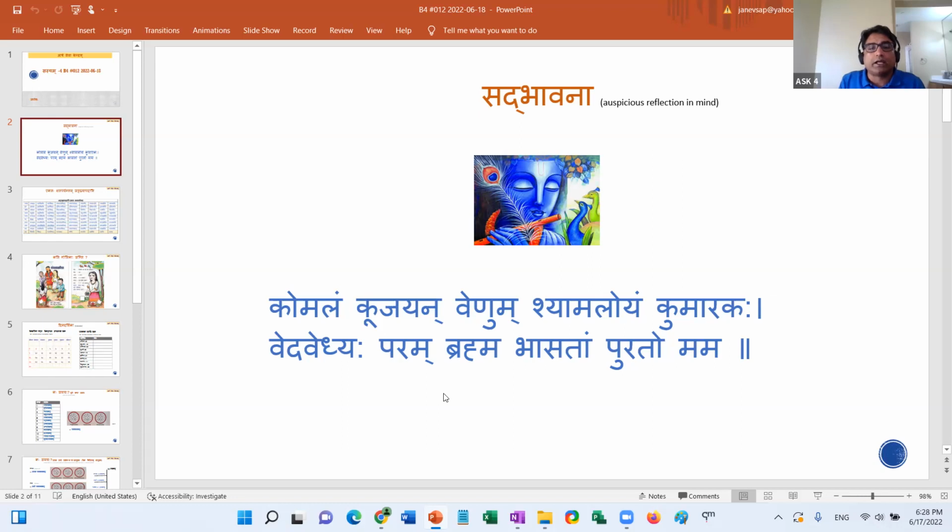Kujayan is present continuous: continuing to play the flute. Hey Krishna, please shine in my mind always. That is the meaning. Shyamaloyam Kumaragaha: ayam means this Kumaragaha. So this Kumaragaha, Veda Vedyaha, Komalam Kujayan, Mama Manasi Bhasatam. Bhasatam is Lot Lakaram, like a Prarthana or request. Purataha means in front, and here in front is not physical front, it is in my mind's eye. Komalam Kujayan Venum Shamaloyam Kumarakaha Veda Vedyaha Parabrahmam Hasatam Purato Mama.